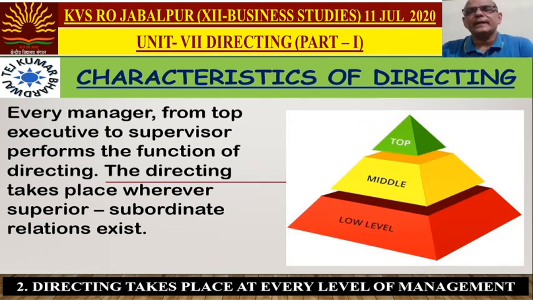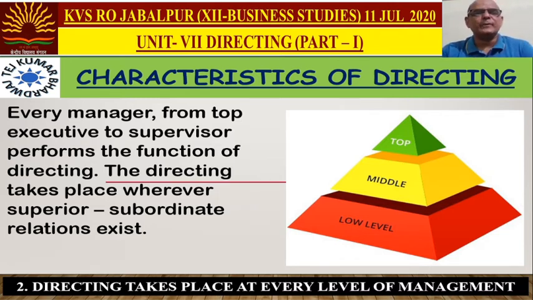However, the degree of directing may vary as per the degree of authority. Because top level has the topmost authority, the highest degree of authority, therefore the directing level of top level is obviously the highest. Then they give the instruction to middle level managers. Middle level has a lesser level of directing, and finally lower level managers. So every manager from top to lower level performs the function of directing.